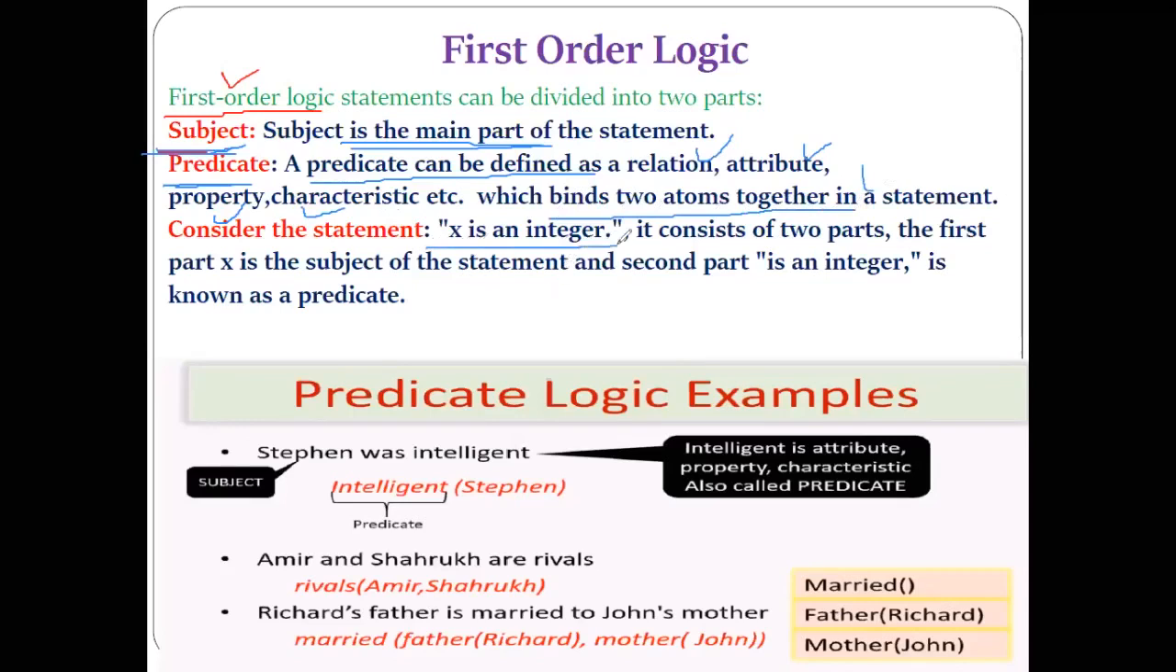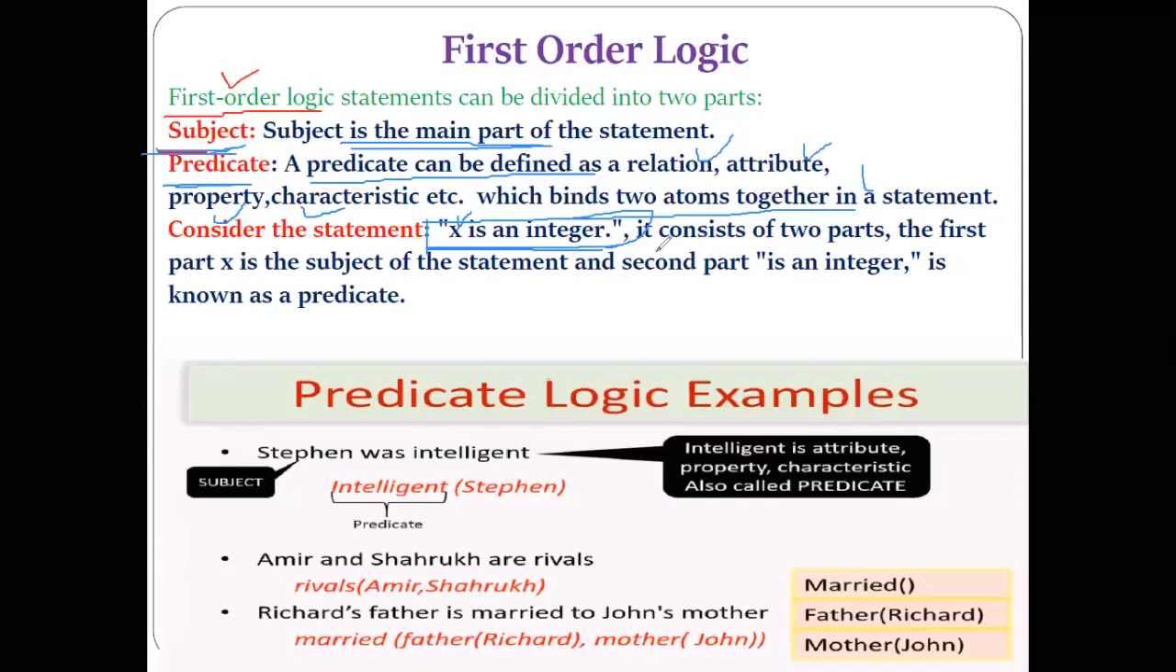Let's see with an example what exactly these things mean. For example, I have written the statement: x is an integer. Now, what is the subject in this statement? X. X is the subject. Understood. And what is the predicate? Integer is a predicate because it indicates some kind of attribute or character. It is simply the attribute of the subject X.